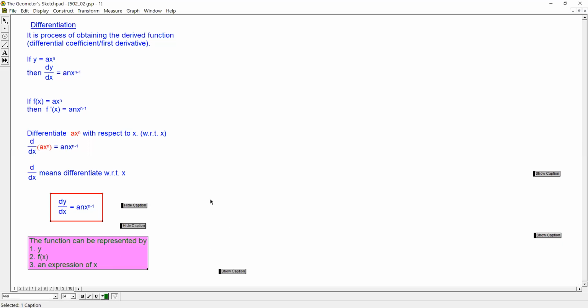So how many ways of representing a function? You can call it y, fx, or an expression of x like this. So the derived function will be dy dx, f prime x, d dx. So far, I am telling you the notation. Any question? No question, then I will show you numerical examples.